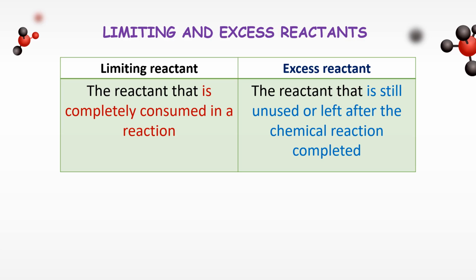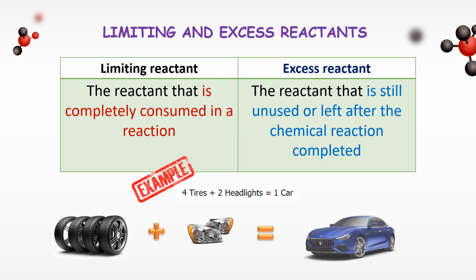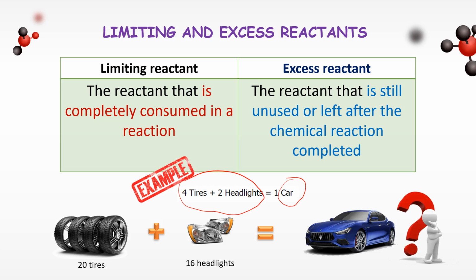When there is not enough of a reactant, the limiting reactant, the reaction will be stopped. Example: we have 4 tires plus 2 headlights to produce 1 car. Tires and headlights are the reactants, while the car is the product formed. Let's say you are given 20 tires and 16 headlights. How many cars can we produce from this number of reactants?